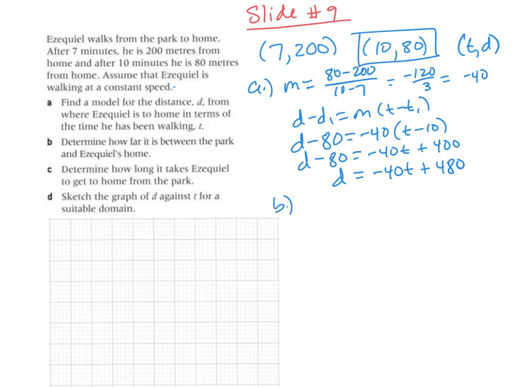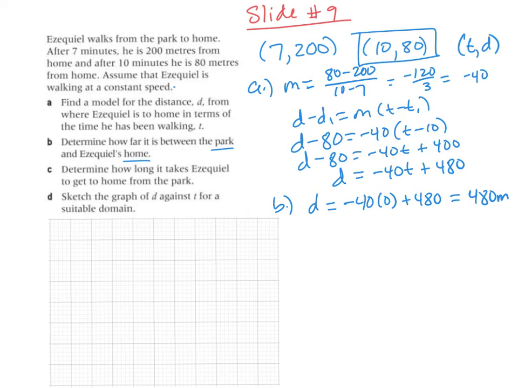Okay, letter B says, determine how far it is between the park and his home. Okay, so that's really asking us to find the intercepts, right? Because he starts at the park, so that's when T equals 0. So I'm going to go ahead and put 0 in for T and find his distance from home at that time, T equals 0. So that's 480 meters. So he starts 480 meters from home.